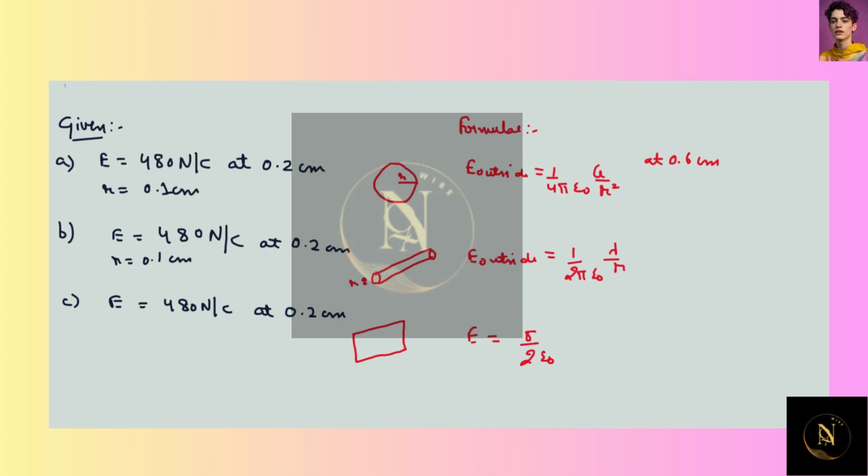And in part C, we have a sheet of charge. This sheet of charge generates an electric field, and the electric field at 0.2 centimeter is 480 newton per coulomb.